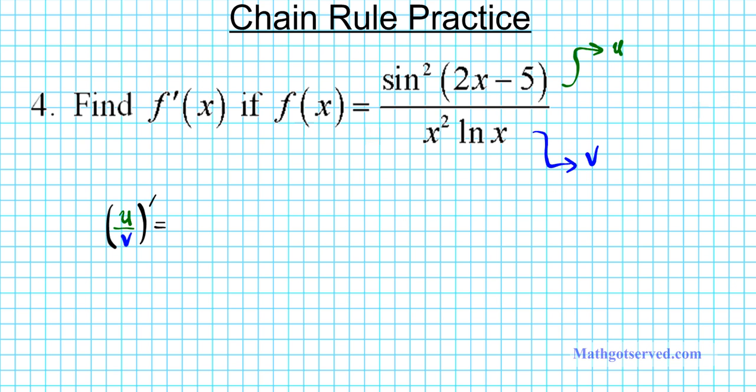The quotient rule is, we know what that is: v u prime minus u v prime, divided by v squared. So that's the quotient rule. All we have to do here is find u prime and v prime and then substitute them into this formula, and that will give us the result that we desire.